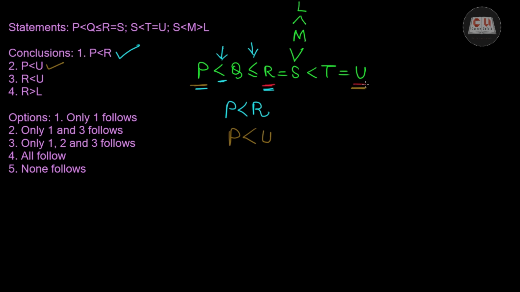Then we have R and U. Here's R, here's U. So less than and equal to. This has the higher priority. So R is less than U. This one as well follows.